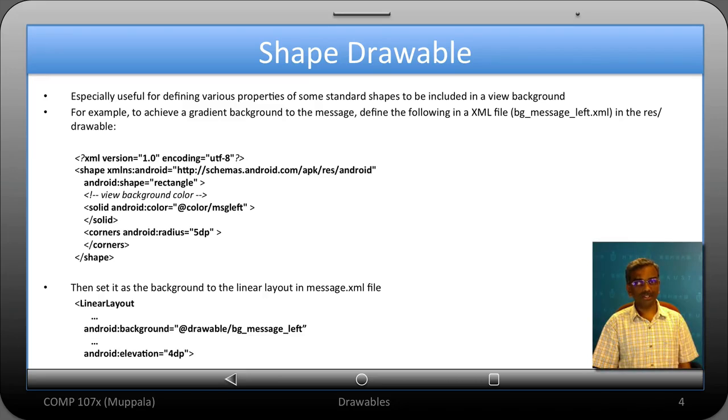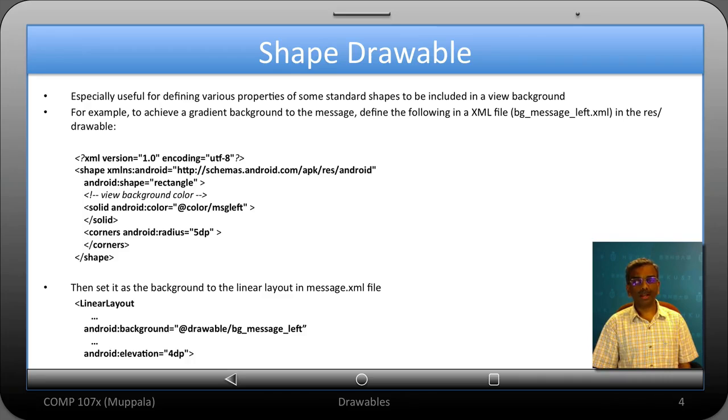In particular, let's look at the shape drawable. This is especially useful if you need to provide some kind of a background for a view that you already include in your user interface. As we saw with the messages, we wanted to highlight the messages by surrounding them with a background color. And this is where the shape drawable came to our rescue.